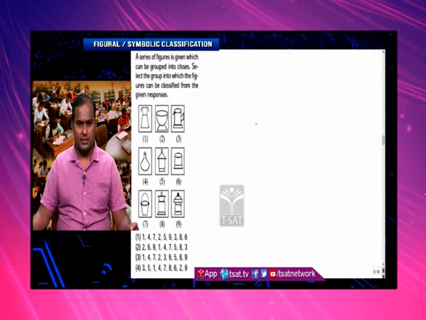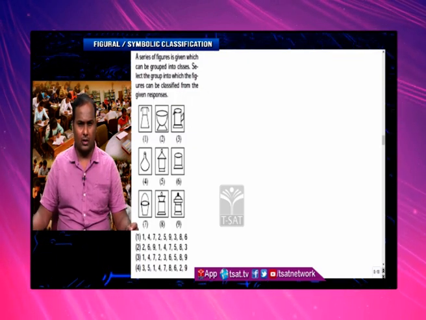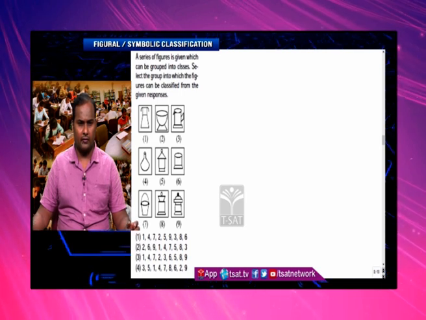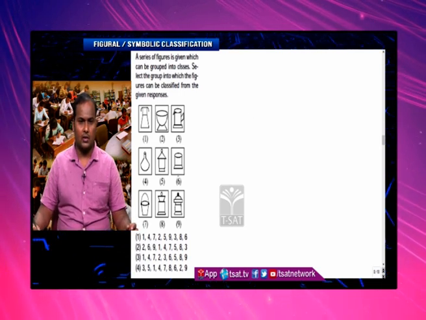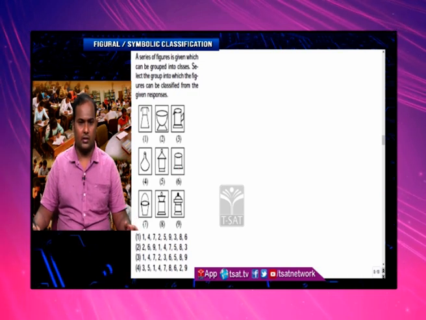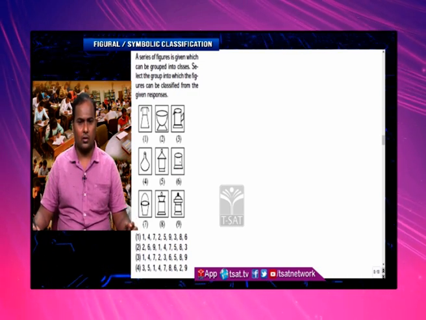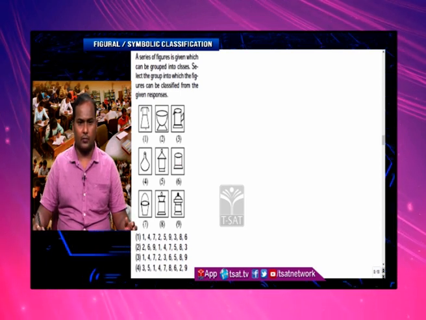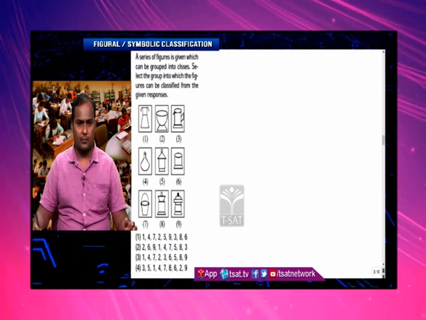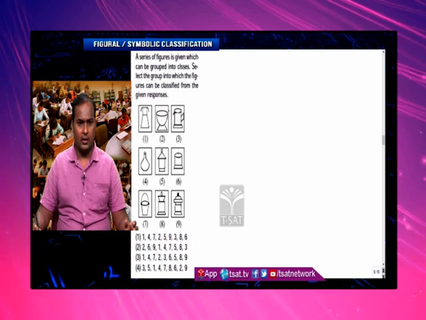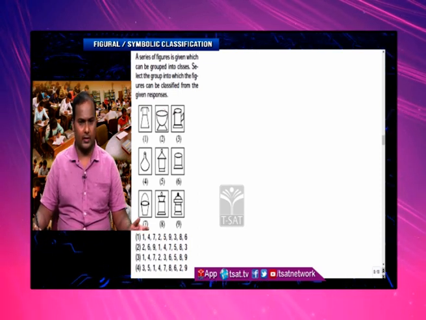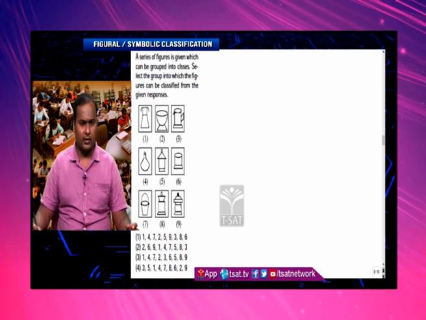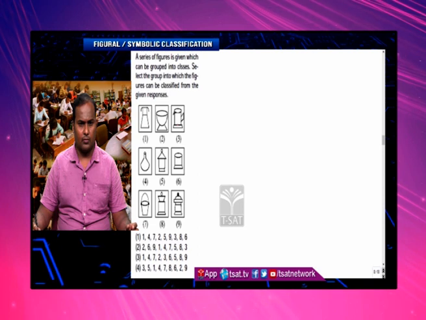A series of figures is given which can be grouped into classes. Select the group into which the figures can be classified from the given response. So again I said that whenever you see this kind of groups, try to focus on top and bottom portions. For example, you see question top and bottom portion. In 2 also you see the top portion which is like a circle or like an elliptical shape. Now in the same way, try to observe these top portions and bottom portions and get the answer.